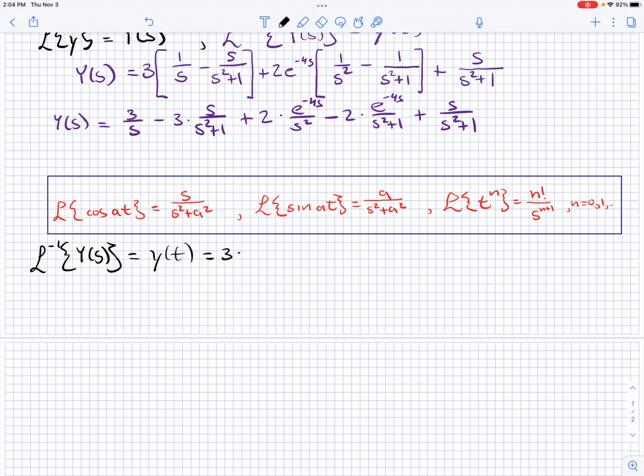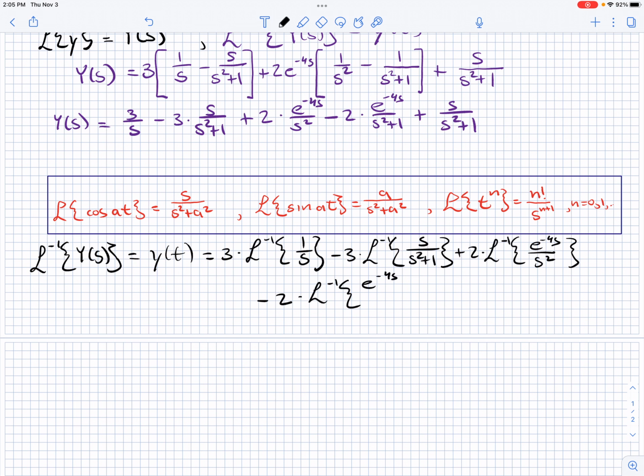And that is just, I'm going to rewrite it, 3 times the inverse Laplace of 1 over s minus 3 times the inverse Laplace of s over s squared plus 1 plus 2 times the inverse Laplace of e to the negative 4s over s squared minus 2 times the inverse Laplace of e to the negative 4s over s squared plus 1 plus the inverse Laplace of s over s squared plus 1.